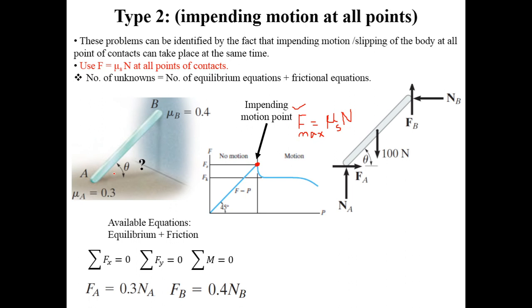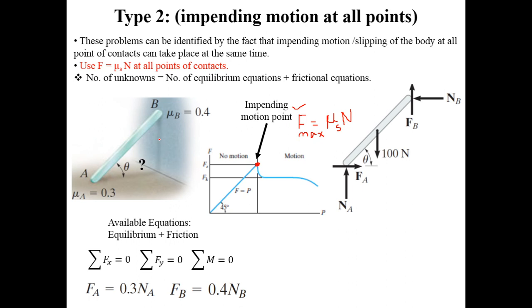So suppose that in this problem we are required to find the value of theta at which slipping at both these points occurs simultaneously. This means that I am actually specifying a condition of motion to you. So in type 2 problems, you are going to notice that the condition of motion is specified.